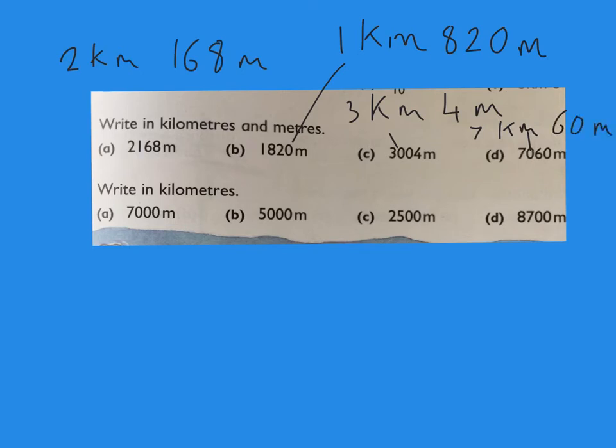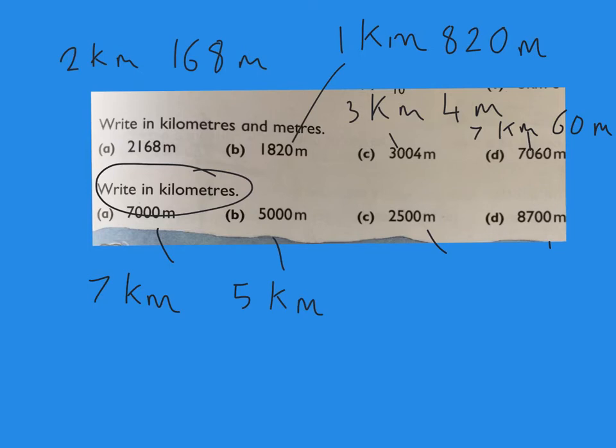Okay, so now we're going to look at some examples where it's writing it in kilometers only. So A is a very easy example. 7,000 meters is 7 km. B, 5,000 meters is 5 km. Okay, so the next two are a little bit more difficult. If you think of the previous examples where I used decimals, these answers will require you to use a decimal because you're writing your answer only in kilometres. So I'd like you to pause the video now and have a go at that in your jotters.